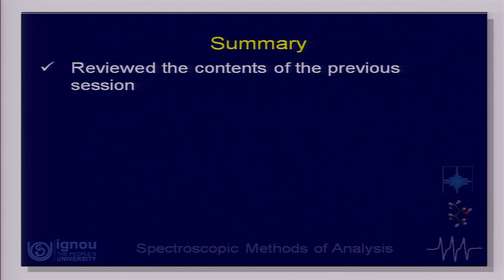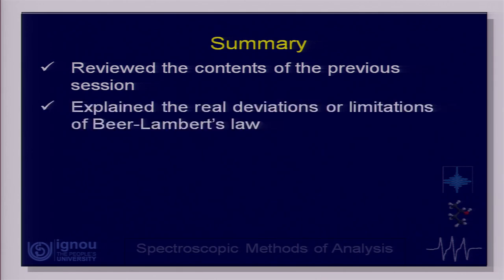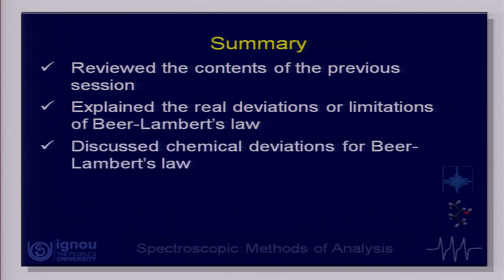Okay. Now, let us sum up what we have done today. We briefly reviewed the contents of the previous session. Thereafter, having recalled the Beer-Lambert law, we explained the real deviations or limitations of the Beer-Lambert law. In this context, we talked about two main factors. One is the concentration of analyte, and the second is the concentration of the electrolyte in the absorbing medium. Then we discussed different possibilities of chemical deviations for the Beer-Lambert law.